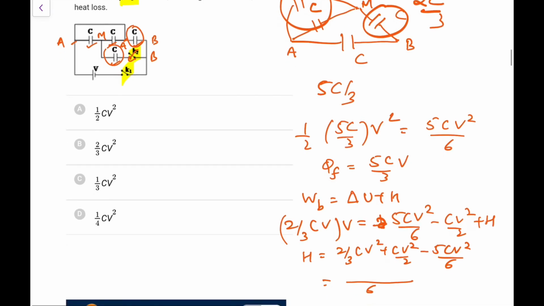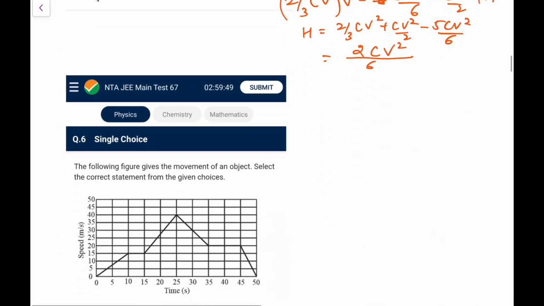This will be 4, this will be 3, 7 minus 5, that is 2 CV square by 6, that is CV square by 3. Go for option C. It's a very good question that is given in your test.